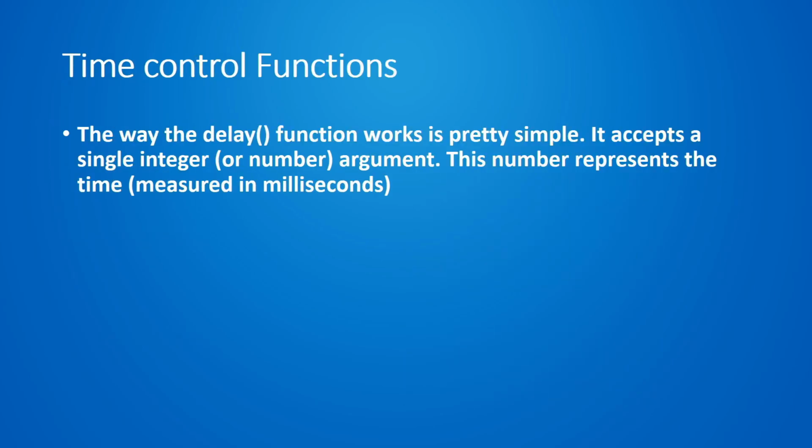Time control function. The way the delay function works is pretty simple. It accepts a single integer argument. This number represents the time measured in milliseconds. So the time control function consists of the delay function. It pauses the program for a specific amount of time. It takes an argument and reads it as milliseconds.